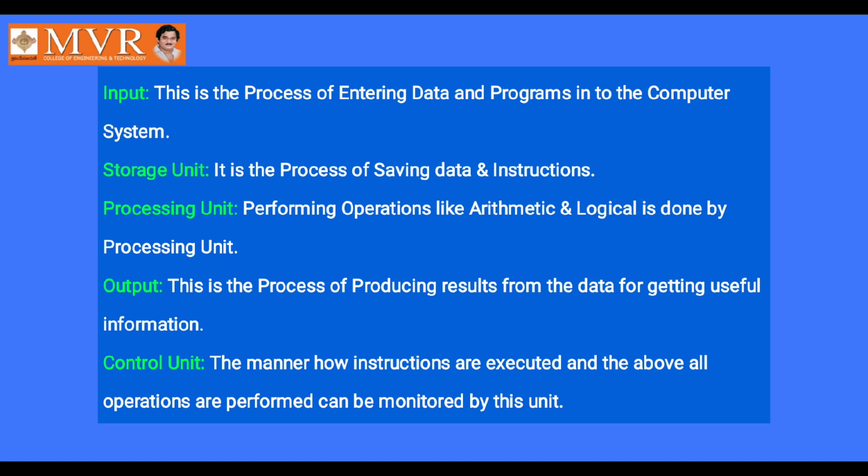And coming to the third one, the processing unit. I told you just now, the processing unit is used to perform all the operations like arithmetic and logical operations. So the central processing unit takes the data and instructions from the storage unit and makes all sorts of calculations. As I told you, additions, subtractions, multiplications, divisions, logical operations, etc. Whatever you are expecting from a computer to be done, all those operations and calculations can be done by this central processing unit, and the result again will be passed to the storage unit.